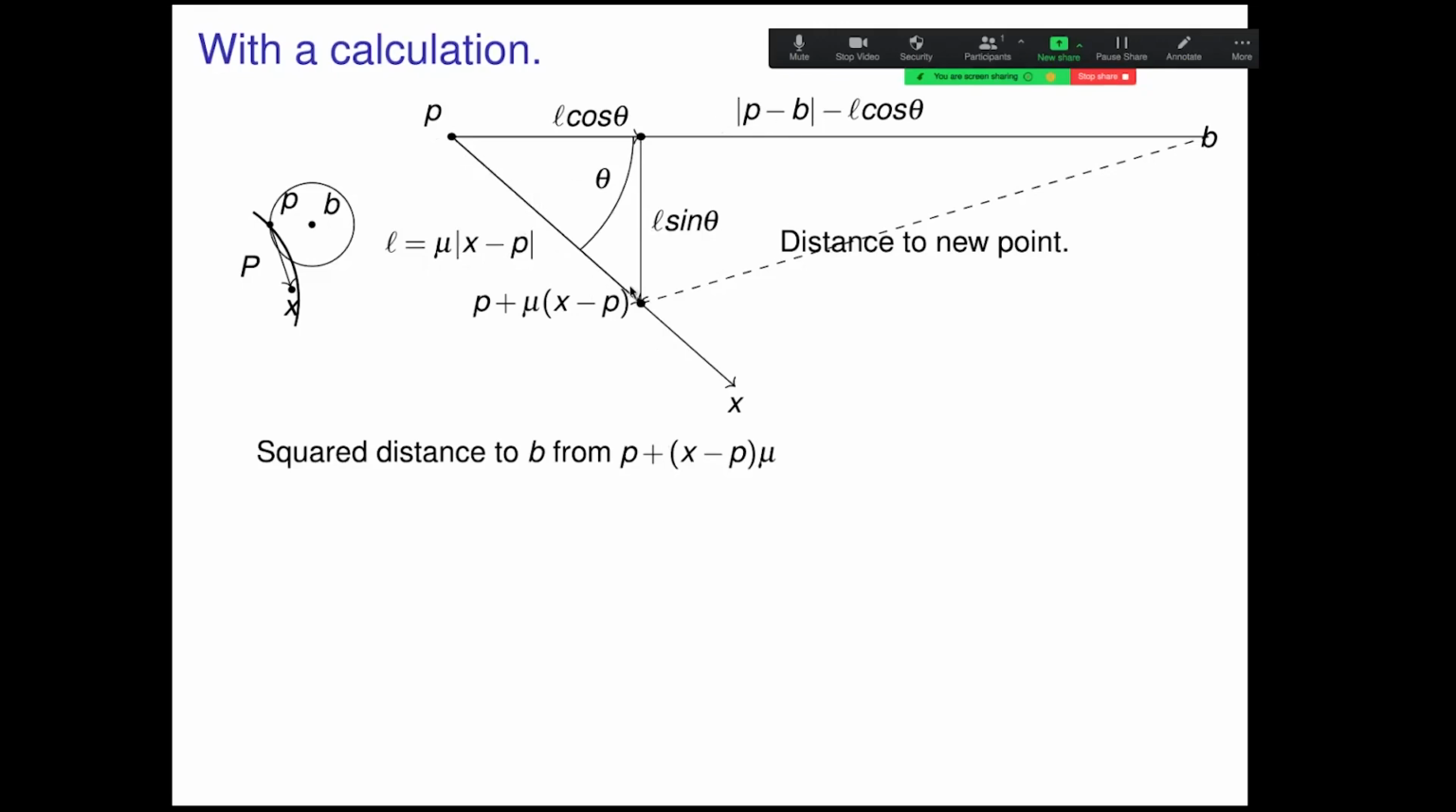Well, along this point, the projection on the line is L cosine theta, right? This is, again, from high school. L is the length of this line. Okay, it's L cosine theta. The projection along this line is the rest of it, the length of P minus B, minus this projection. So that's what this length is. And now this length is sine, right? This length is L. This is the hypotenuse. Is L sine theta. Okay? So that's the whole figure.